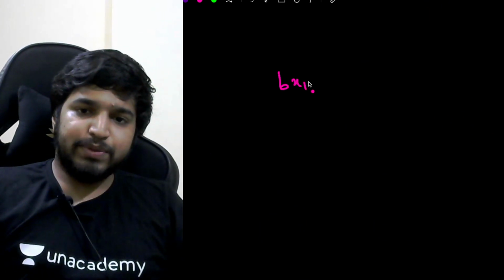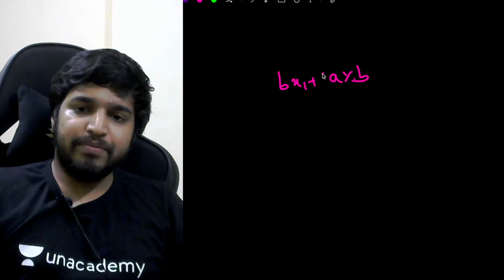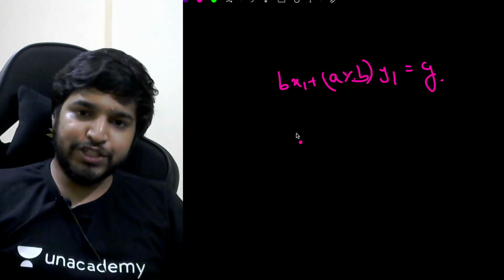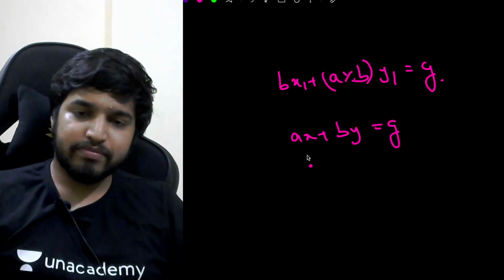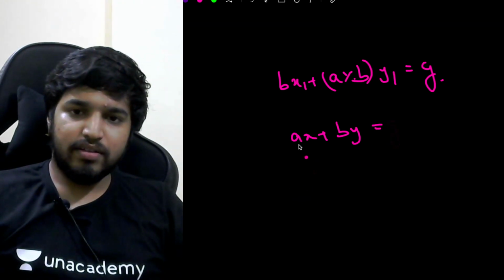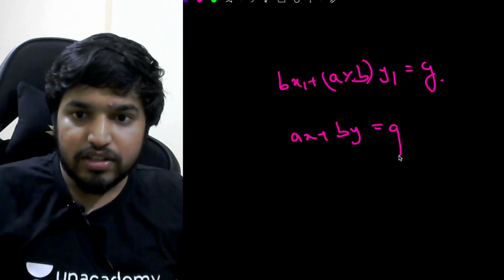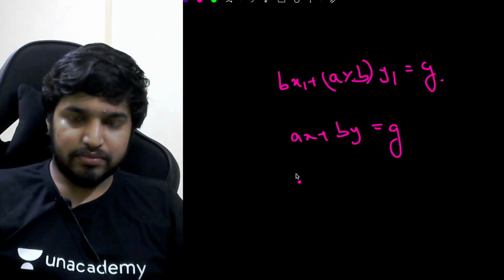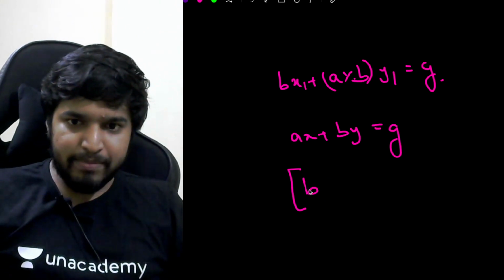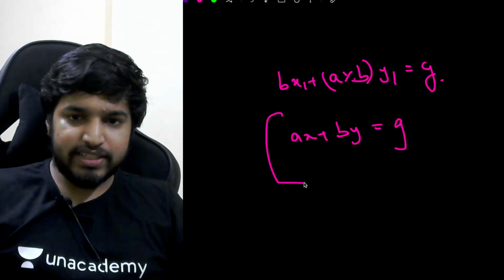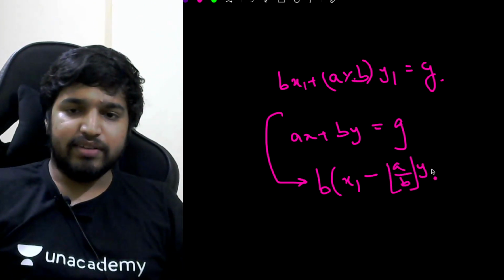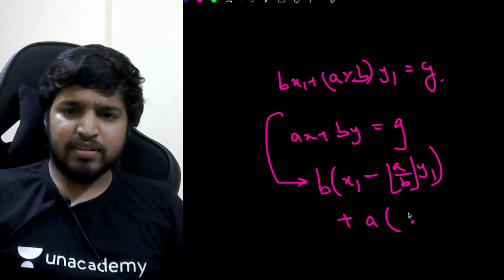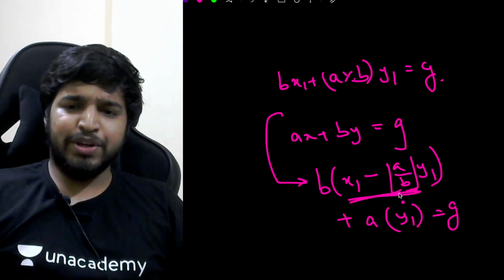So let's revise what happened here. If we have the solutions x1, y1 to b into x1 plus a modulo b into y1 equals g, then the solution for ax plus by equals g would be... we wrote this as b into x1 minus floor of a by b into y1 plus a into y1 equals g. So this is our new x and this is our new y.